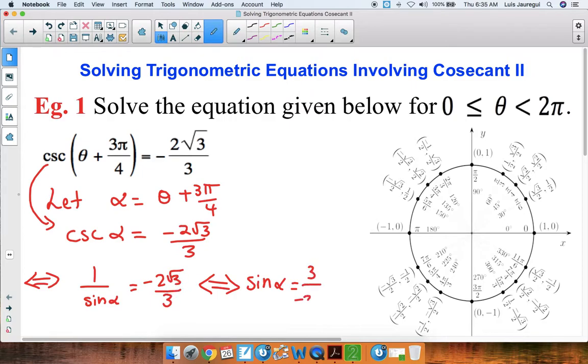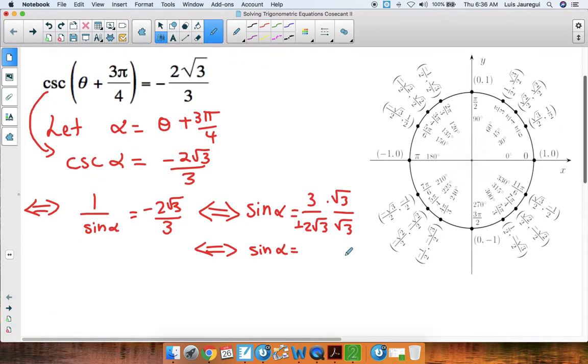However, notice that the denominator here is an irrational number, so what we want to do is to multiply both numerator and denominator by the square root of 3. So this gives you that sine of alpha is equal to 3 times the square root of 3 over negative, this is a negative here, 2 times the square root of 3 times 3, which is 9. Square root of 9 is 3, which cancels with this 3, so we end up with sine of alpha being equal to the opposite of the square root of 3 over 2.